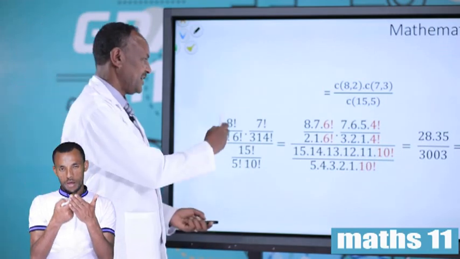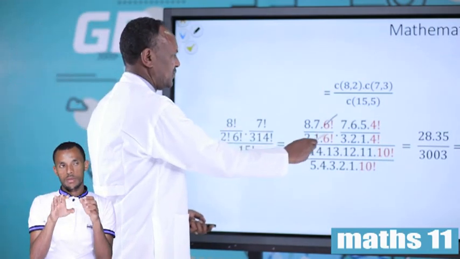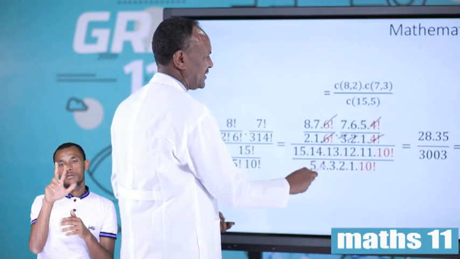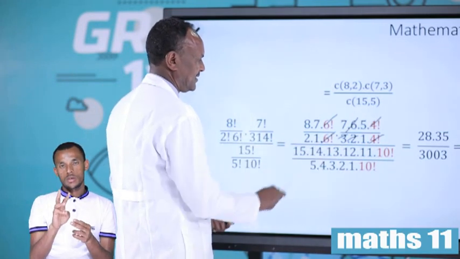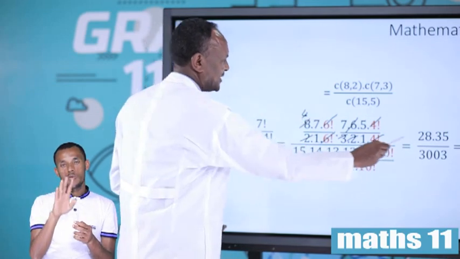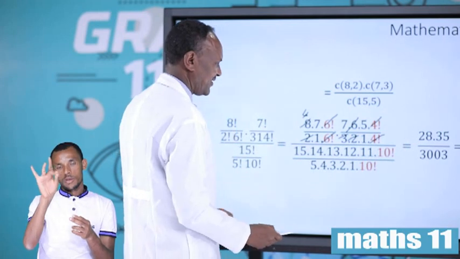When this one is evaluated, I think these 2 will be cancelled. Yeah, these 2 will be cancelled. 3 times 2, 6. This will be cancelled. By 2, you have 1. By 2, you have 4. 4 times 7, 28. 7 times 5, 35.